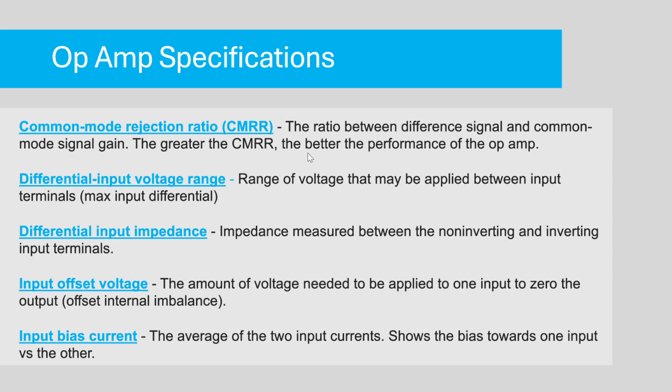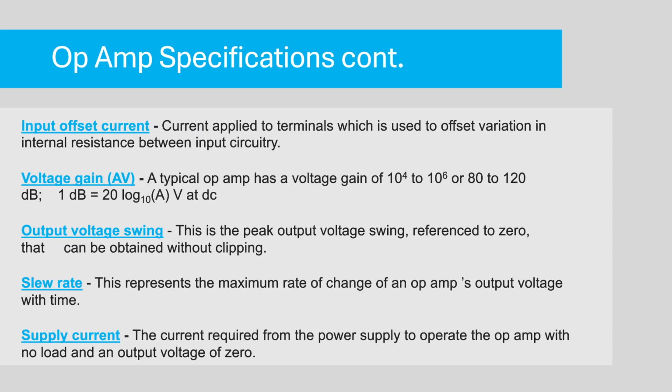Next, we've got input bias current. This is the average of the two input currents, and shows bias towards one versus the other. This is very similar, where there can be a bias between the two inputs, and so it could draw more towards one versus the other. Continuing this, input offset current. This is current that needs to be applied to the terminals to offset that variation. Similar to the voltage I just mentioned, sometimes we just need to apply a little bit to ensure that things are going to be balanced and it's going to work as we expect it to and not randomly saturate things.